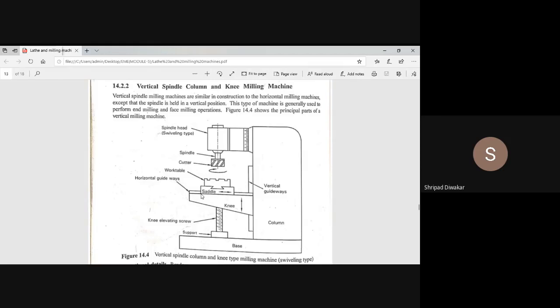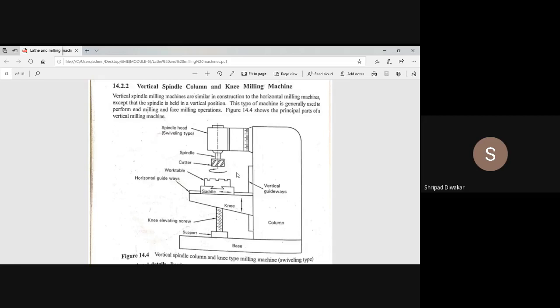Here this is a saddle. On the saddle, we have the work table, and on the work table we have the job. The job is fed against the multi-point cutting tool. When the workpiece comes in contact with the cutter, material removal or machining happens. So these are the two basic types of milling machine.